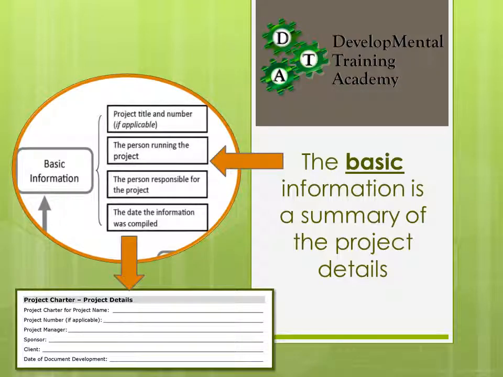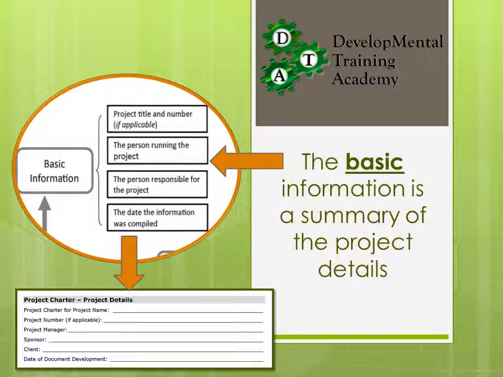So let's start off with the basic information. This is a summary of the project detail. So if you have a look at that diagram there with the orange around it, we'd have the project title and number. Most organisations would have some sort of register or list of projects, and each one would be assigned its own number or code. This can be numerical or alphabetical or a combination of the two.